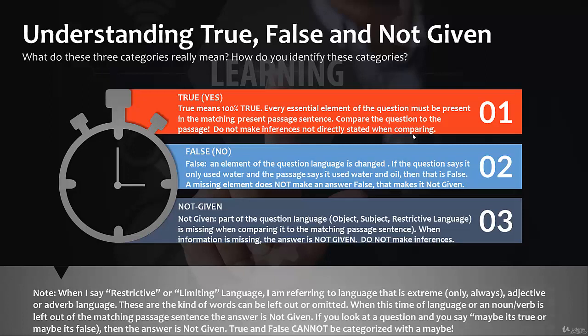And then with not given, what we're dealing with is where you have something missing. Some part of the question language, the object, the subject, some type of restrictive language like only or always is missing when you're comparing it to the matching passage sentence. When information is missing, the answer is not given. Some people get confused between false and not given. False is when something is changed or different. Not given is where something is missing.